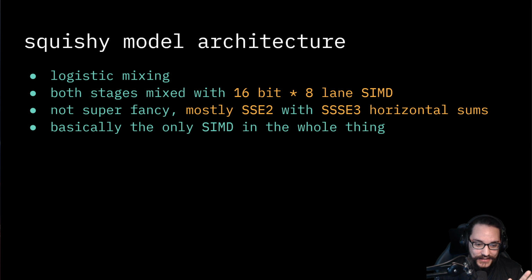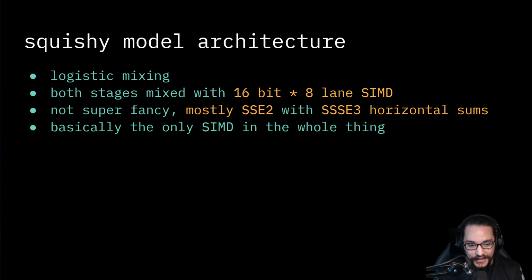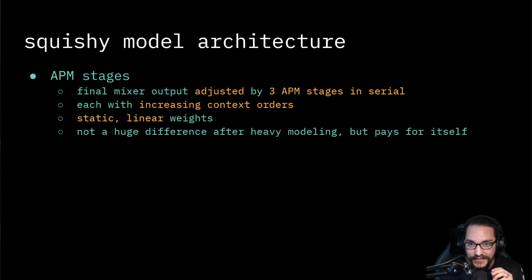So both of these stages, because we end up with, for example, 72 predictions in the first stage and then 8 in the second one, are both divisible by 8. So we do 8-wide, 8-lane SIMD, and 16-bit mixing for all of that stuff. Not super fancy, mostly SSE2, which is old stuff. And I use SSSE3 for horizontal sums, but that's basically it. And that's basically the only SIMD that's used in the entire compressor.